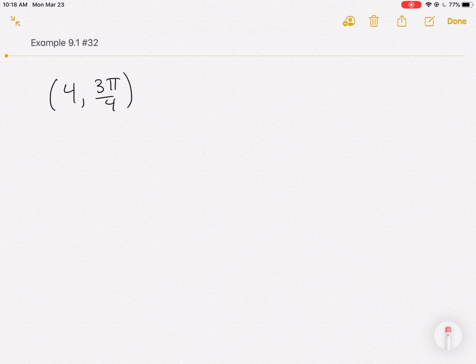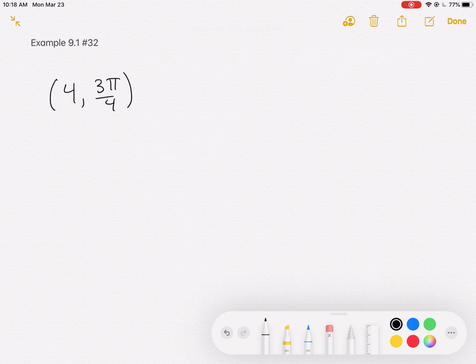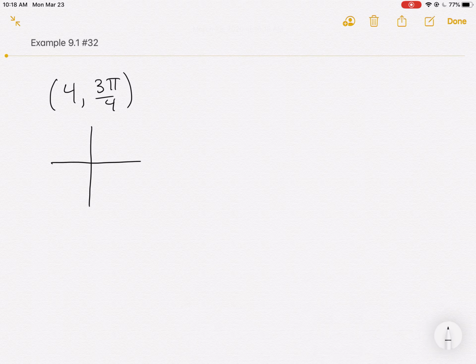So here in 9.1 number 32, I thought I would start to give you some examples of some problems that are in the homework. The very first ones were trying to get us familiar with polar coordinates and how to plot them. So I think those are pretty self-explanatory. In this 9.1 number 32, what we're going to do is rewrite this polar coordinate. We're going to first plot it though, like we were in the original ones.